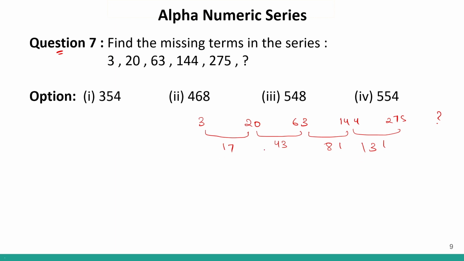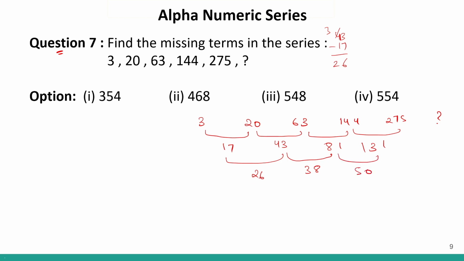Okay, so between 17 and 43, if I subtract 17 from 43, this is 26. So this is a 26 difference. Over here, 81 and 43, this is a difference of 38. And between 81 and 131, there is a difference of 50.